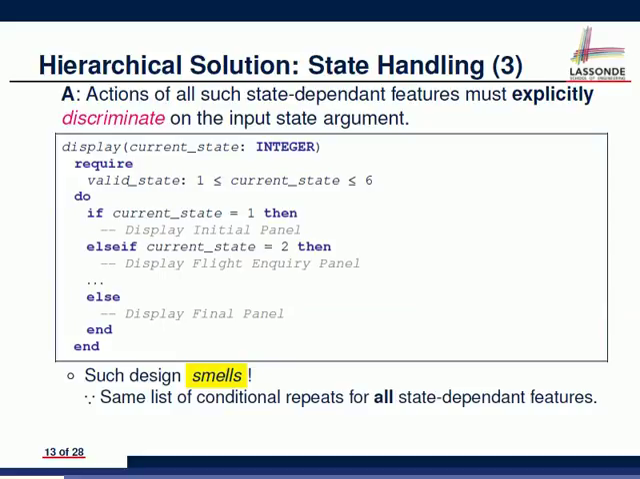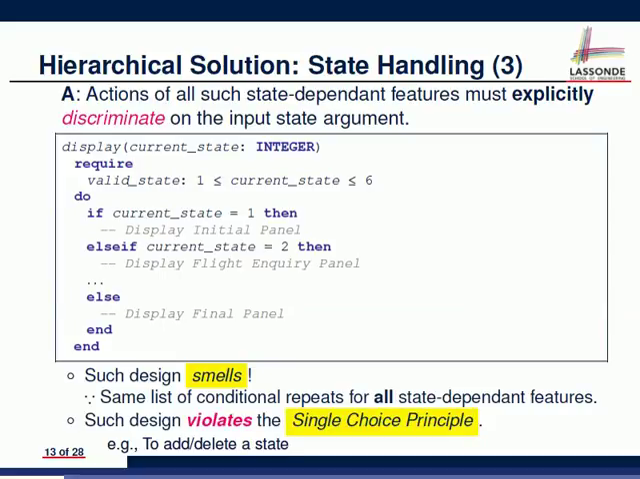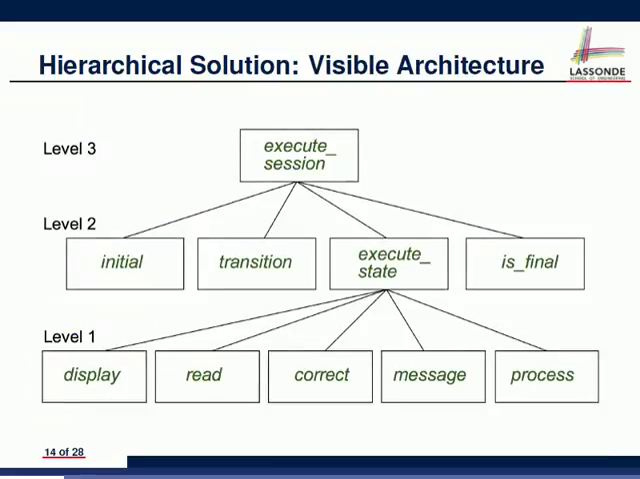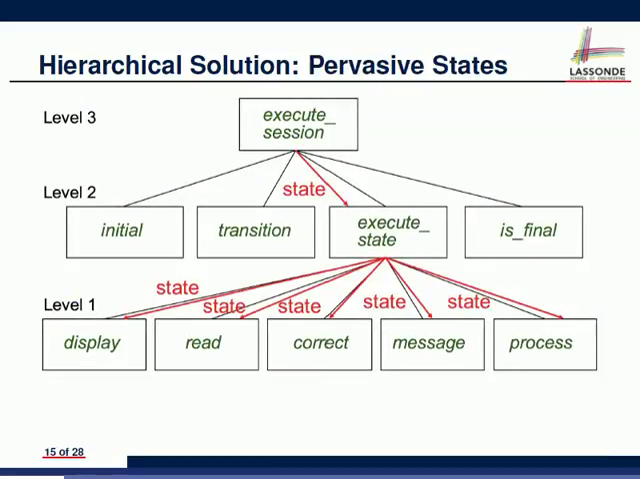Okay, it violates the single choice principle because if you add or delete states, you're gonna add or delete multiple branches, the same branch basically in multiple places. Okay, so now if you look at this diagram here, that's really what's happening over here. From the top level, level number 3, when we say execute a session, we're gonna pass the current states, right? And then when we say the execute states, we're gonna pass the current states to every feature in level number 1. Okay? And because of that, we have to repeat the if then else structure 6 times.